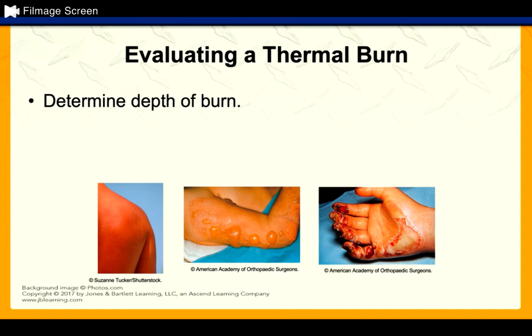What ends up happening is many times you'll be able to see the underlying tissue. So you may see muscle, or in extreme cases, you may even see bone that's present. So third degree burns are very serious.